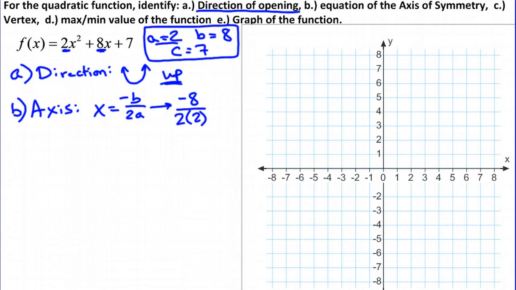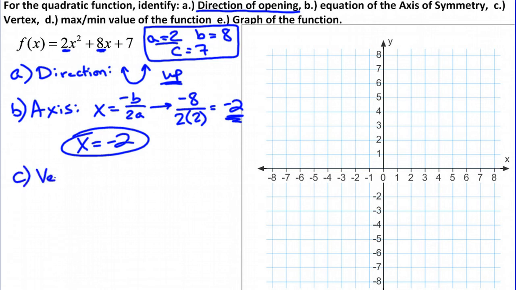Well, that's negative 8 over 4, which becomes negative 2. So our axis is x equals negative 2. And that'll come into play as we begin to graph here in just a moment. For part C, we have to find our vertex, and we've already identified the x-coordinate of our vertex is negative 2, and we found the axis of symmetry.